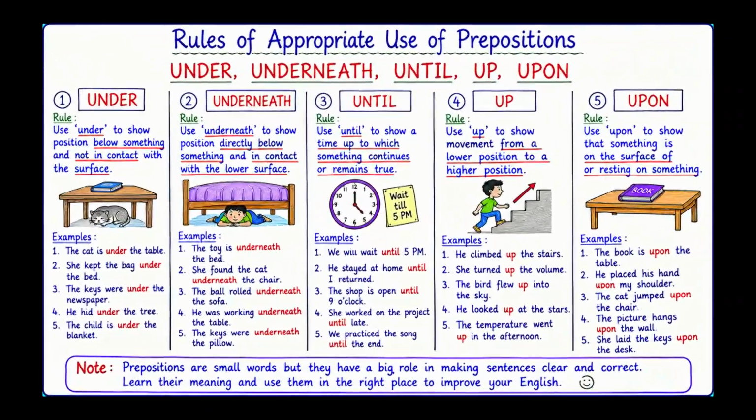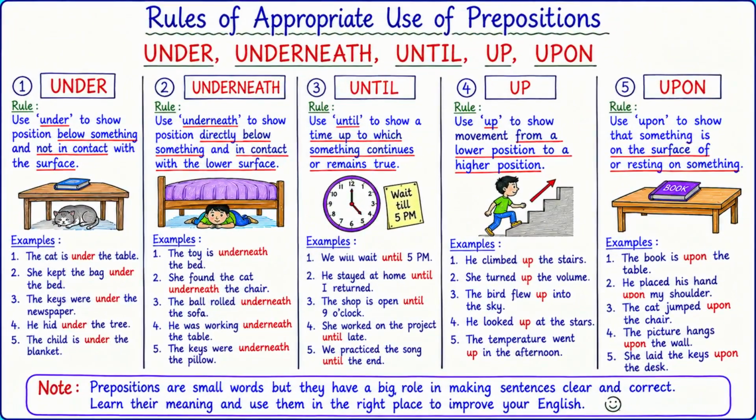Hello everyone, and welcome to today's English grammar lesson. In this lesson, we are going to learn the appropriate use of 5 important prepositions: under, underneath, until, up, and upon. These words are short and simple, but choosing the right preposition can make a big difference in the clarity and correctness of your English. So, let's understand each one with a simple rule and 5 practical examples.